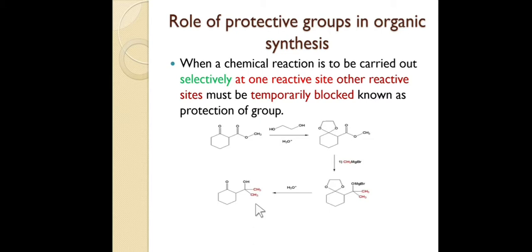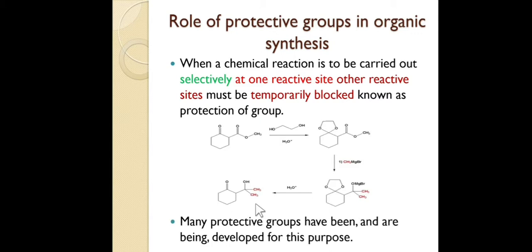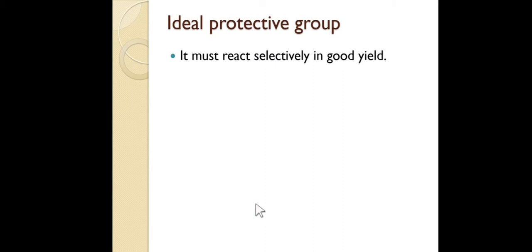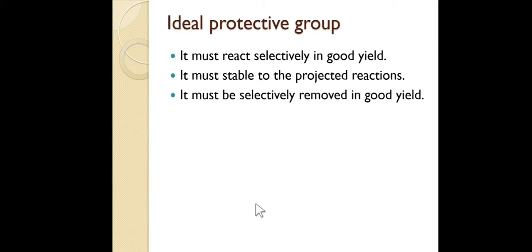So many protective groups have been developed in the past, and still many new protecting groups are in development. So this process continues, and there are a lot of reactions and reagents we can discuss in this topic. So let's discuss what is the ideal protective group. An ideal protective group must react selectively in good yield. Okay, then the second point is it must be stable to the projected reactions. Okay, then it must be selectively removed in good yield.